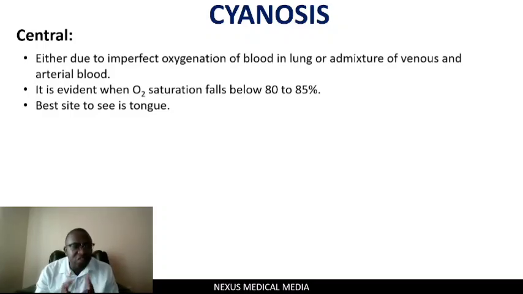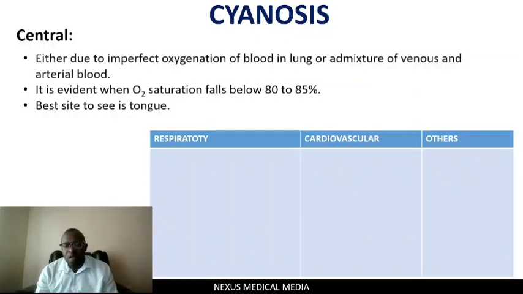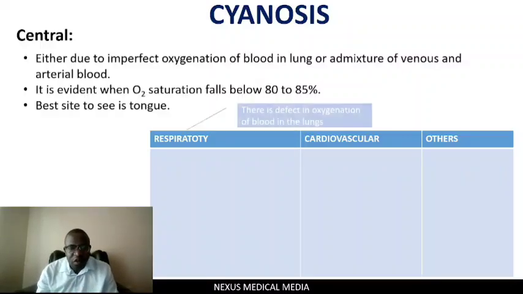And the best site to see central cyanosis is the tongue. Remember I said in peripheral cyanosis, the tongue is spared. The causes of central cyanosis can be classified as respiratory, cardiovascular, and others. In respiratory, as I just mentioned, there is a defect in oxygenation of blood in the lungs.